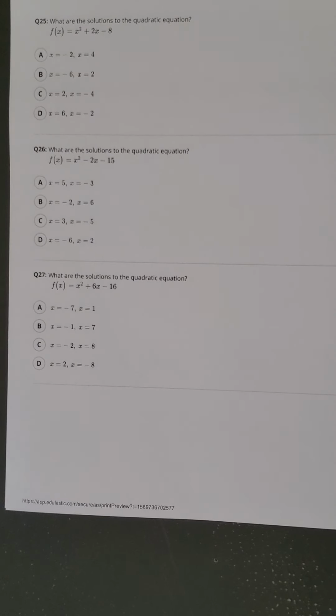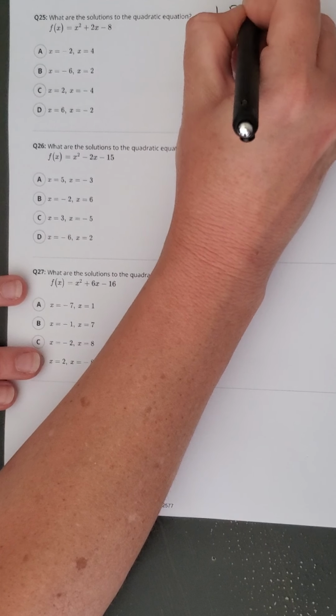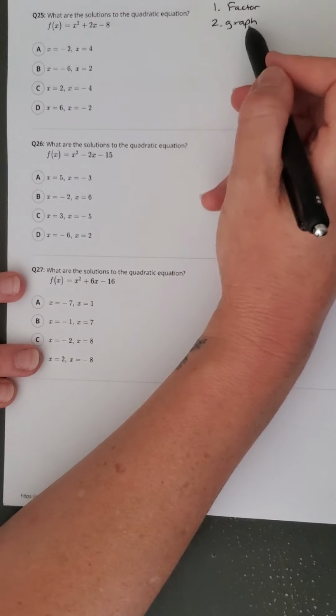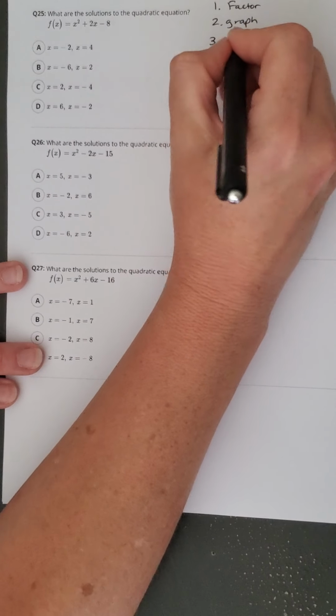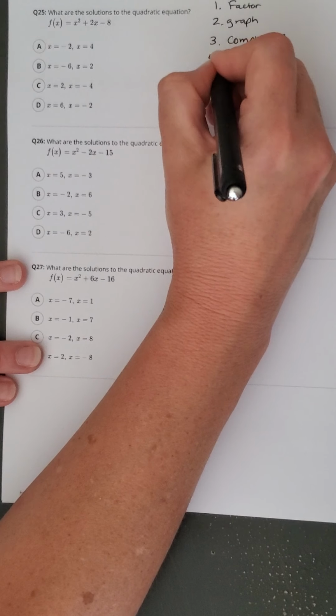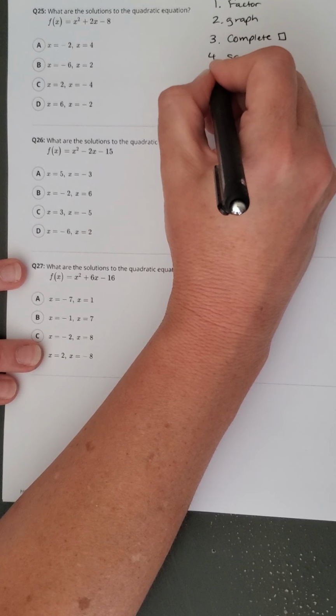What are the solutions to the quadratic equation? I'll remind you there's 5 ways, right? You can factor, graph (nobody wants to do that one, because unless they're whole numbers, it's very difficult), complete the square, square root, and then use the quadratic formula.